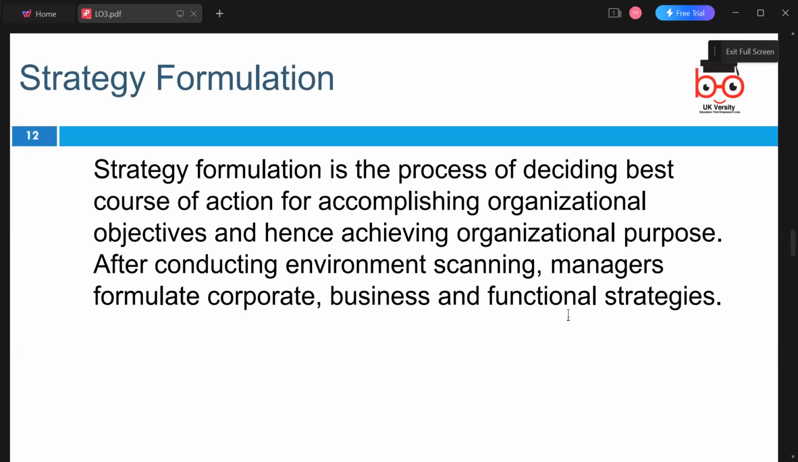So here we are now looking into strategy formulation. What do we mean by this? It is simply the process of deciding the best course of action for accomplishing the organizational objectives. There are different paths and ways a company can reach the goals, so it is best for the company to understand which one would be the most effective and can give a good return on investment in a short amount of time.